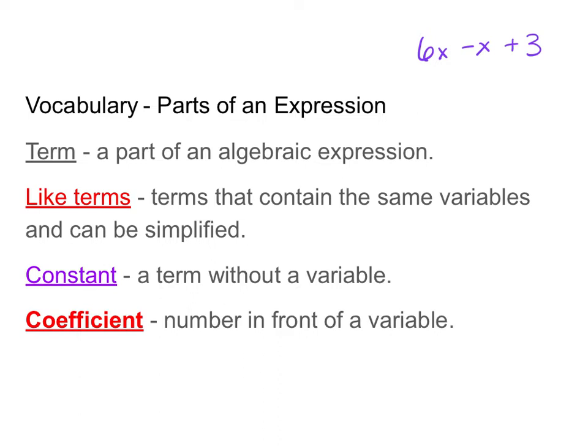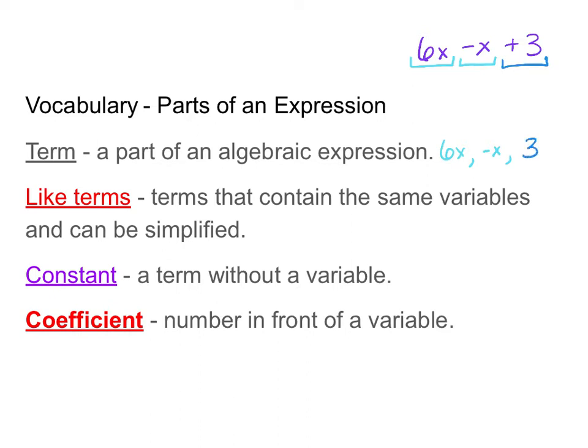All right, so what is a term? Well, a term is a part of an algebraic expression. So let's look at 6x minus x plus 3. One term would be just 6x. That's part of the algebraic expression. Another term would be this minus x. You do include that negative part, so it's like a negative x. And then the last term would be this 3 here, or plus 3. So I'm going to just write 3.